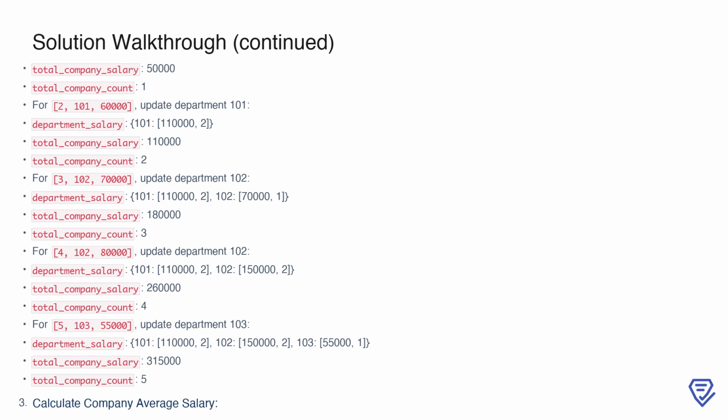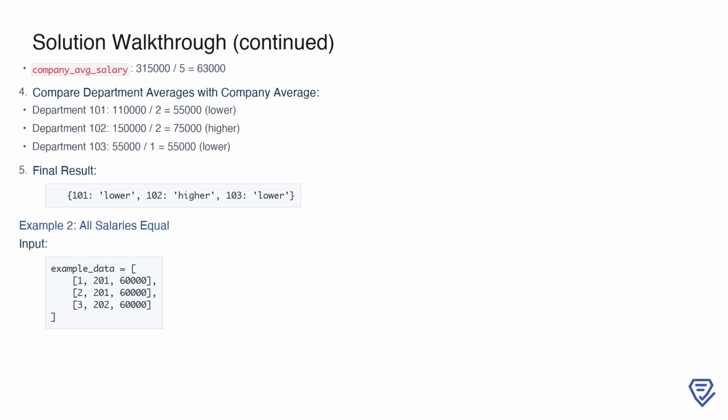With all records processed, we now have complete salary and employee count data for both the departments and the company. To calculate the company's average salary, we divide the total company salary of 315,000 by the total employee count of 5, yielding a result of 63,000. This value serves as the benchmark for comparing department averages.